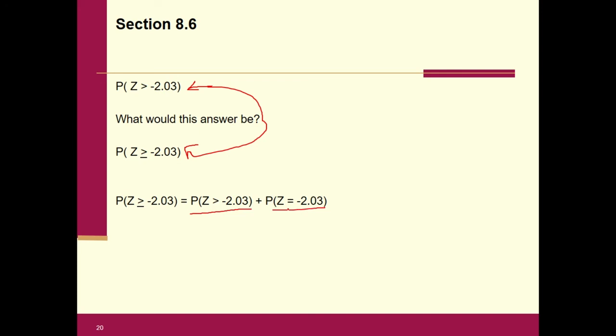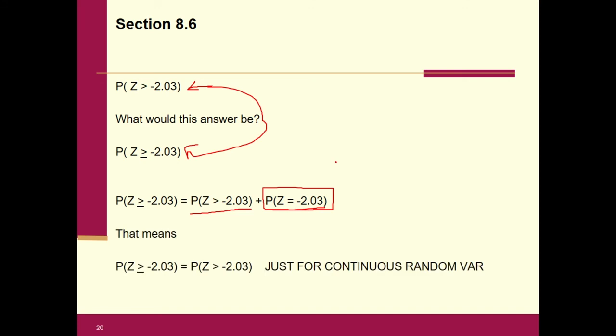And what did we find out? The probability that any continuous random variable is equal to a specific value. So here we got the probability that z is equal to very specifically negative 2.03. What's the probability of that happening? That is zero. This is zero right here. So that means that just goes away. So that means these two things are equal to one another.